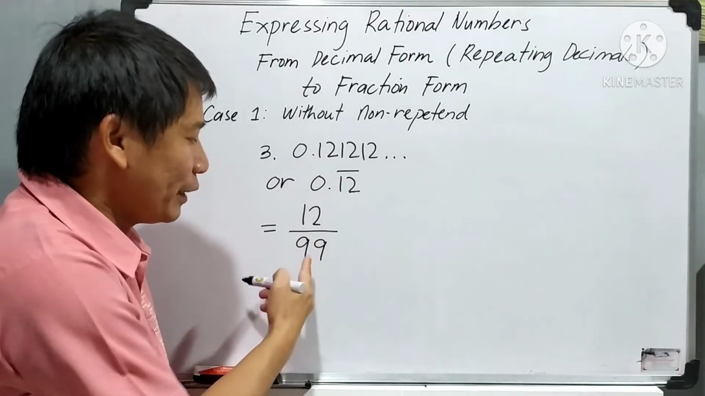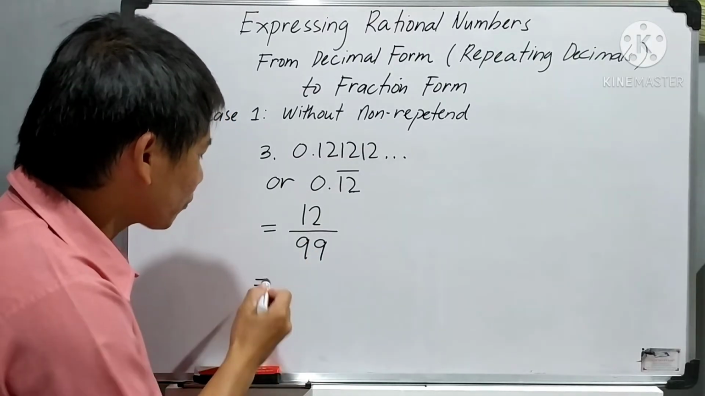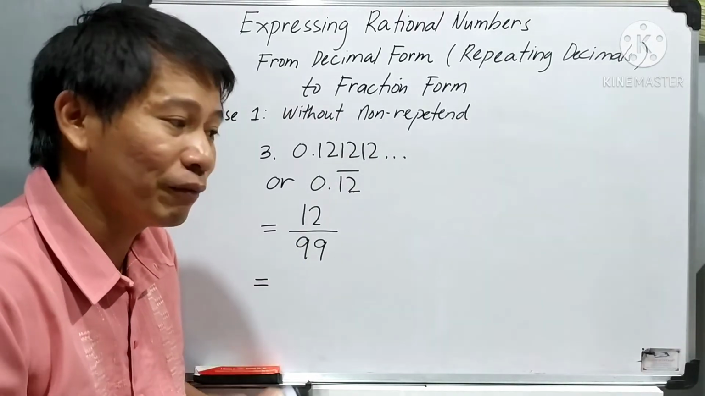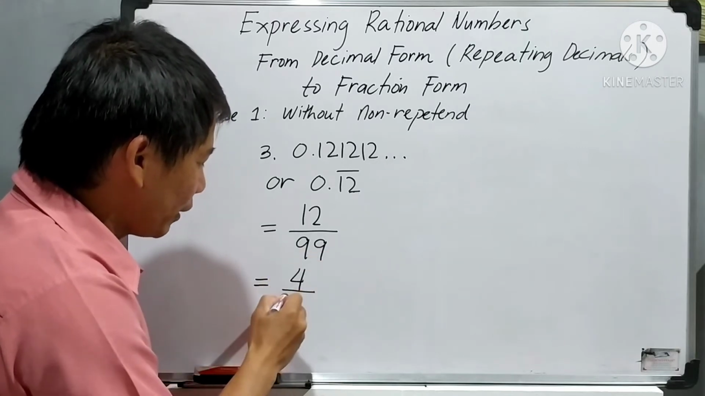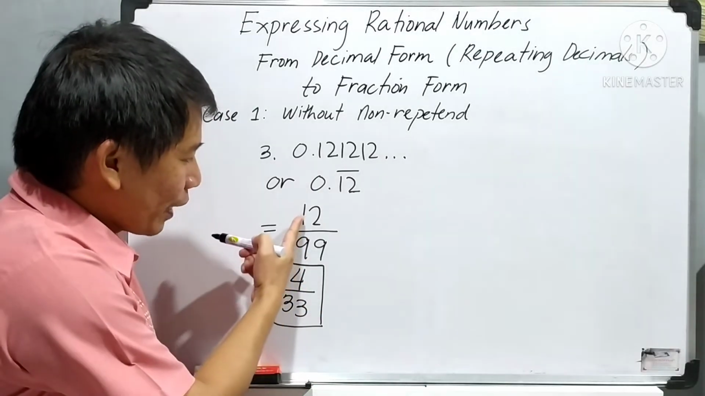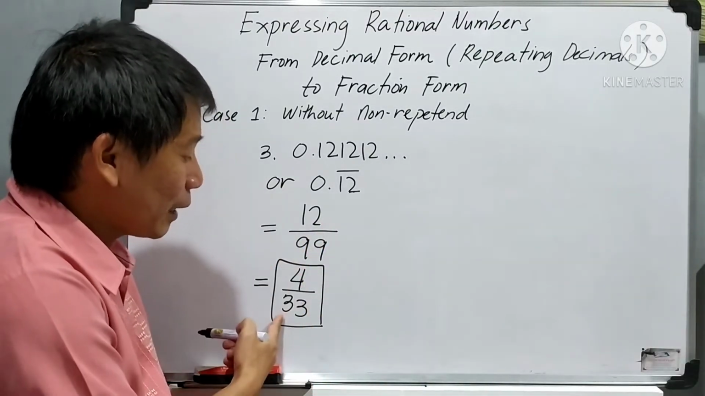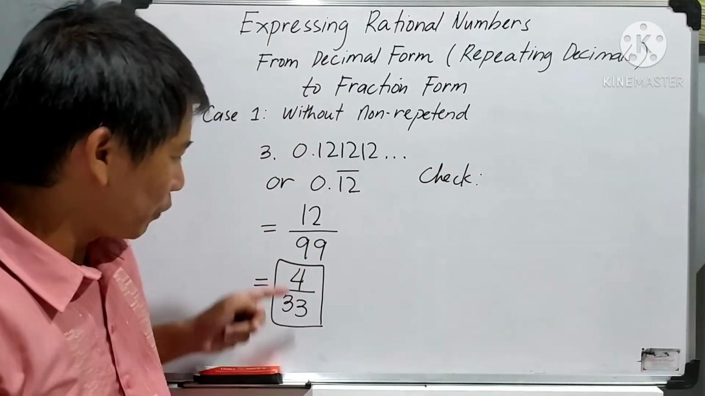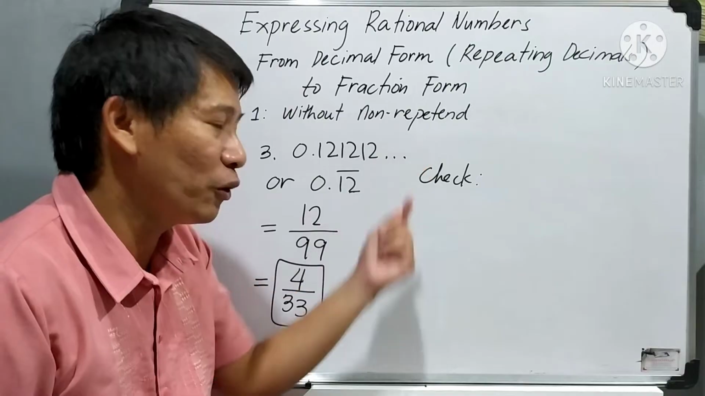So, but 12 over 99 still can be reduced to lowest term. So, let us reduce it to lowest term. So, what is the GCF of 12 and 99? That is 3. So, divide natin by 3. 12 will become 4. And 99 will become 33. So, again, paano nakuha si 4 over 33? Divide si 12 by 3, the answer is 4. Divide si 99 by 3, the answer is 33. Now, let's check if this 4 over 33 is equivalent to 0.12, 12, 12, and so on and so forth.